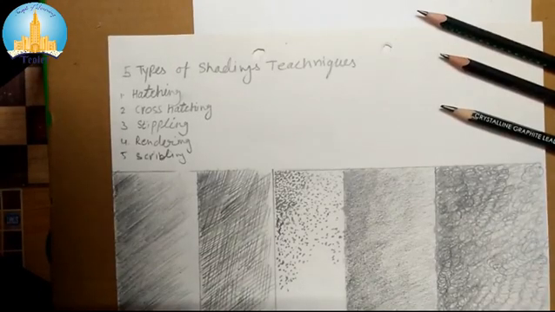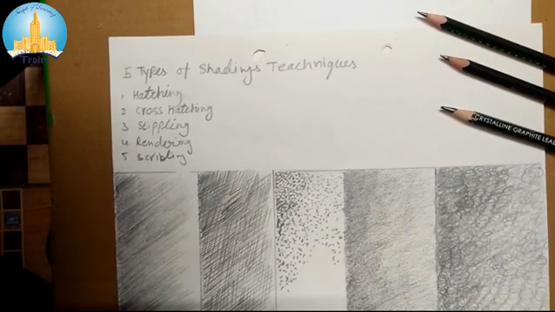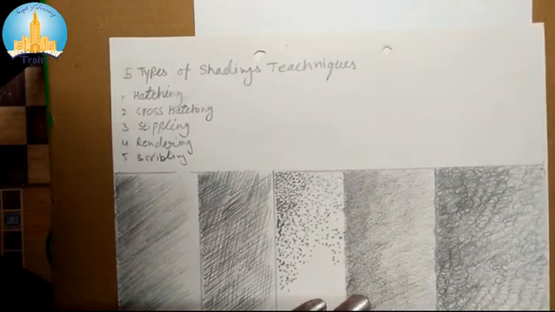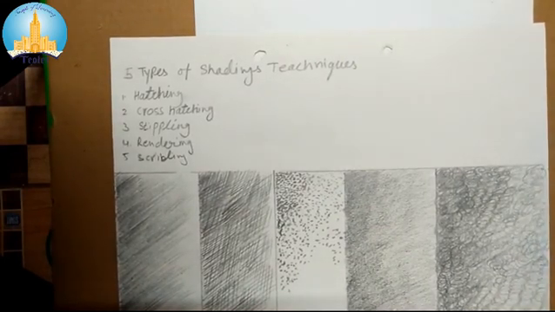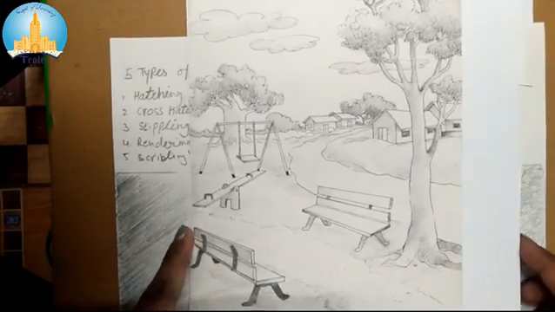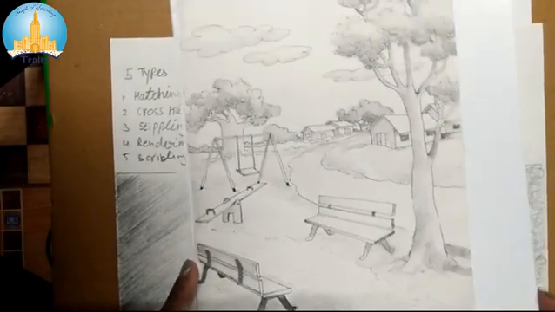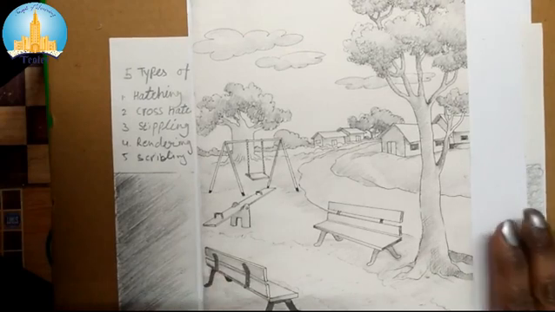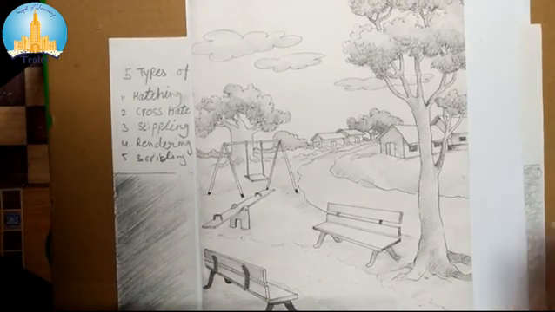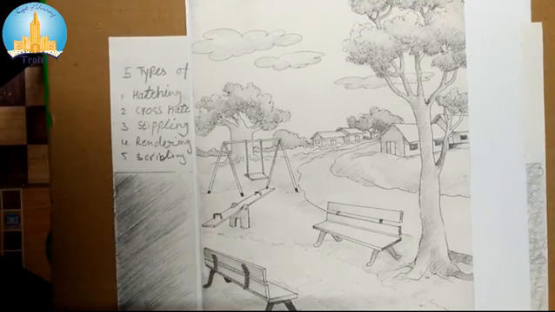So we have learned all the 5 shading techniques. Now I have prepared a few samples to show you how we can use these techniques in a painting. So here is the first example. What common people call scenery, but professionally we call it landscape.